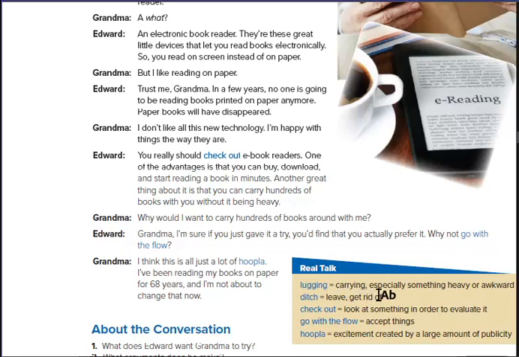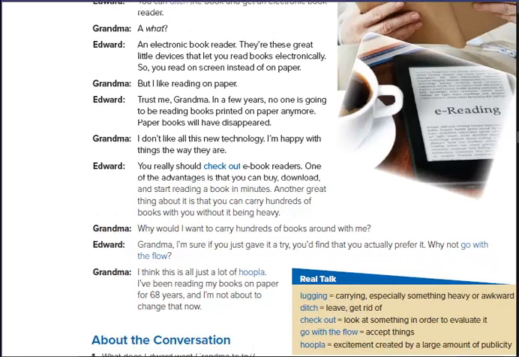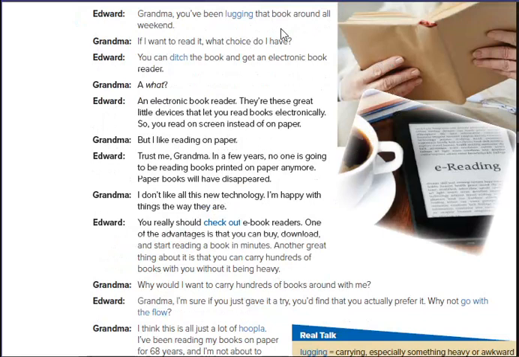Some people, using ordinary language, might say: why are you carrying this book, or why are you carrying this heavy box. But in everyday spoken English they don't usually say carrying, they say lugging. So, why have you been lugging that book all around the weekend? Meaning she always has that book with her all weekend. So he is telling her: you have been lugging that book all around all weekend.